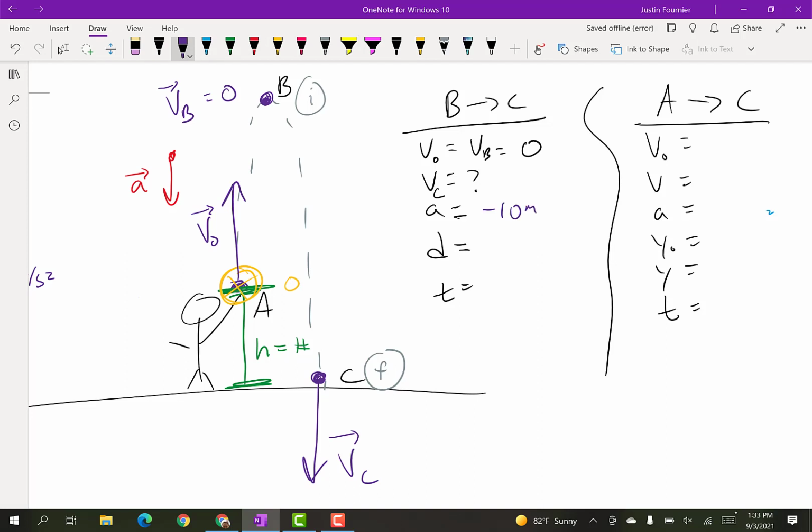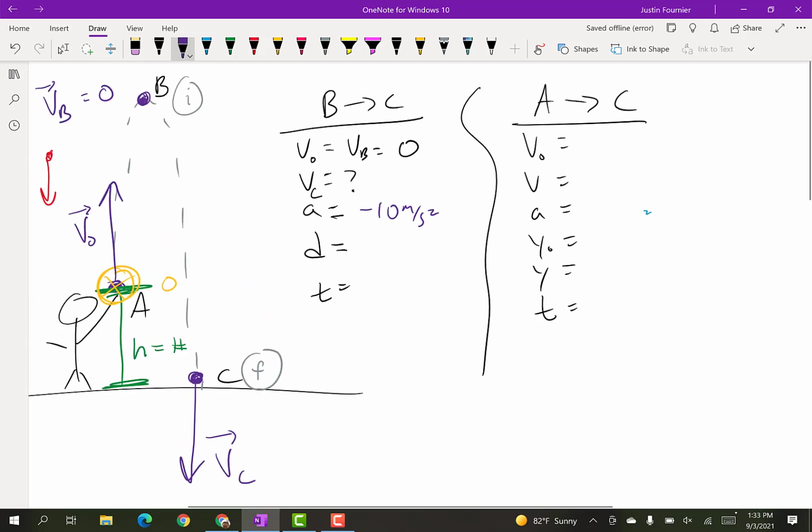Acceleration is negative 10 meters per second squared. And then again, I don't know the time because I don't know how long that was in the air, and I can't split the difference either because this isn't necessarily half and half. So, all right, that ain't going to work either.